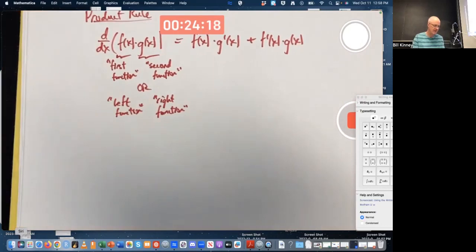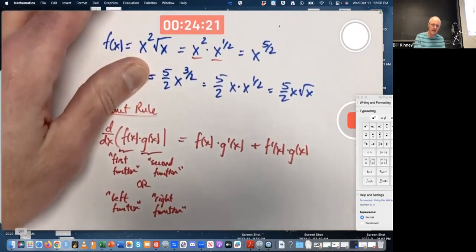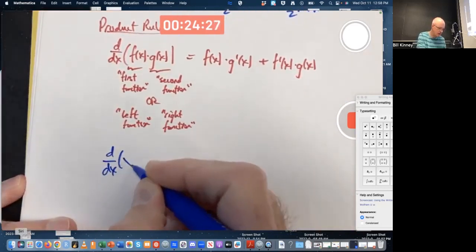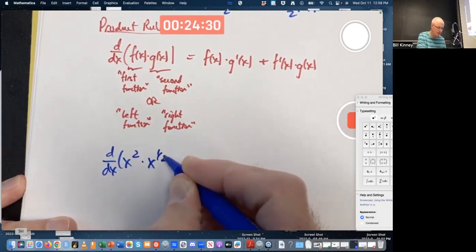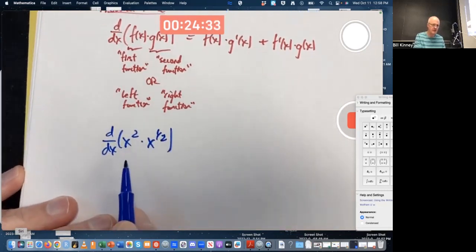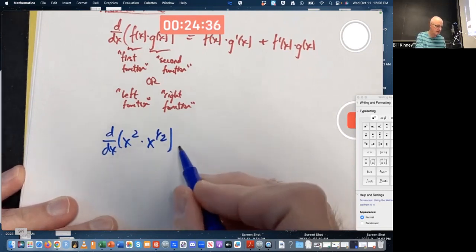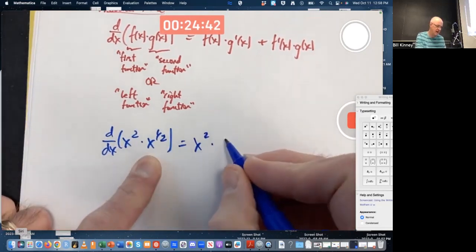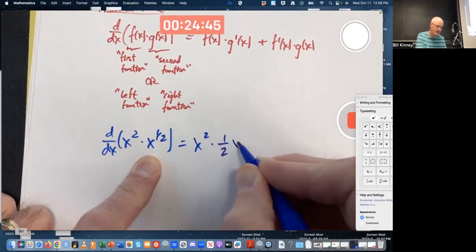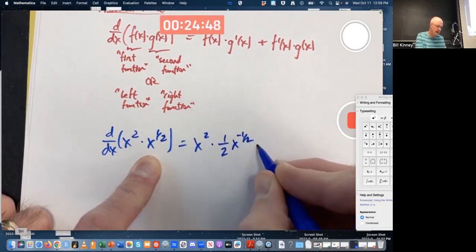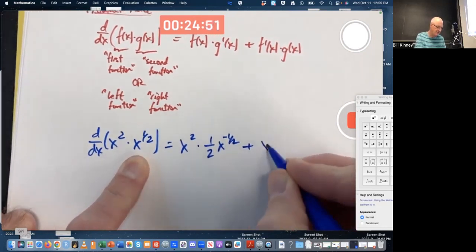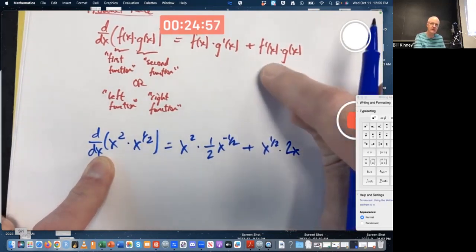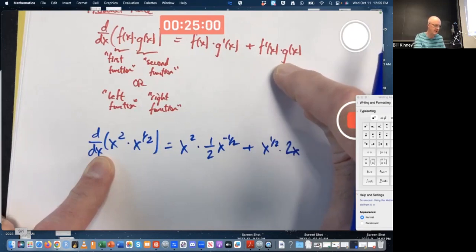So again, I'm back to the function up here. Let me go ahead and use the d/dx notation down here. d/dx of x squared times x to the 1/2 power. So my left function is x squared. My right function is x to the 1/2. Left D right means derivative of x to the 1/2, which I need the power rule for, is 1/2 x to the negative 1/2, plus right D left. I really should have written these two again in the opposite order to match that phrasing.